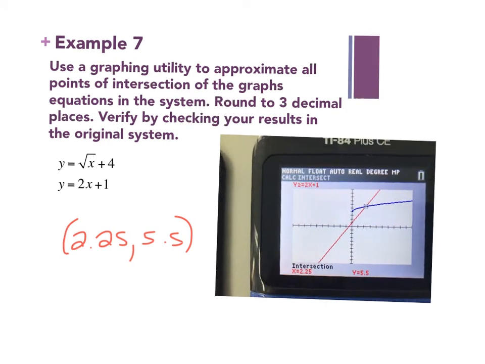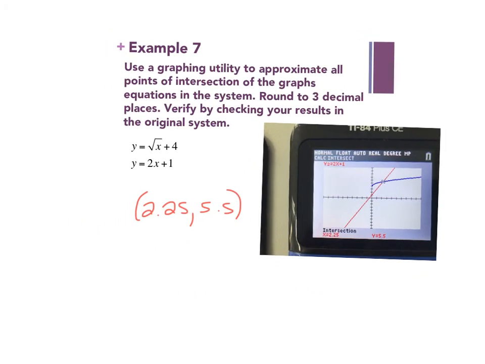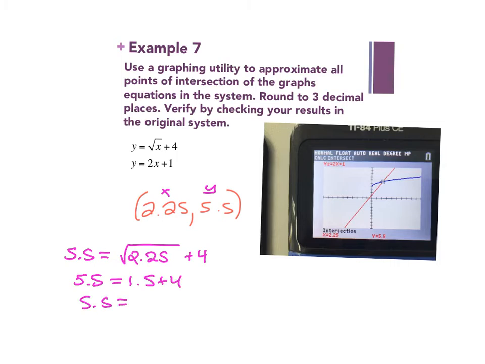And then this one also says to verify by checking results in the original system. So if this is my x and this is my y, I would get 5.5 equals the square root of 2.25 plus 4. If you think about 2.25, that's like the 225. This would be 1.5 plus 4, which is 5.5. So it works for the first one.